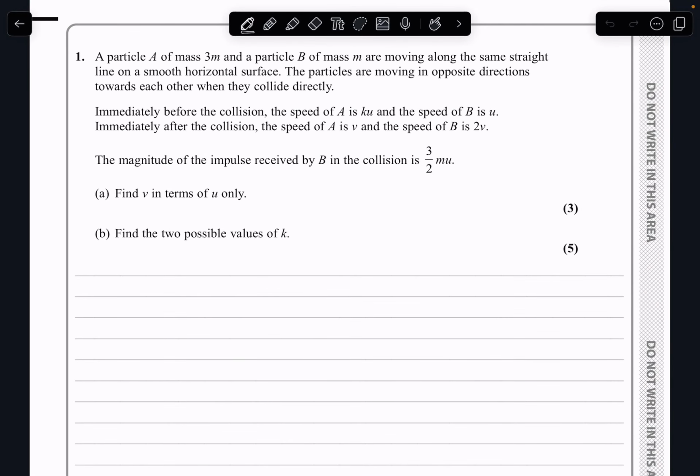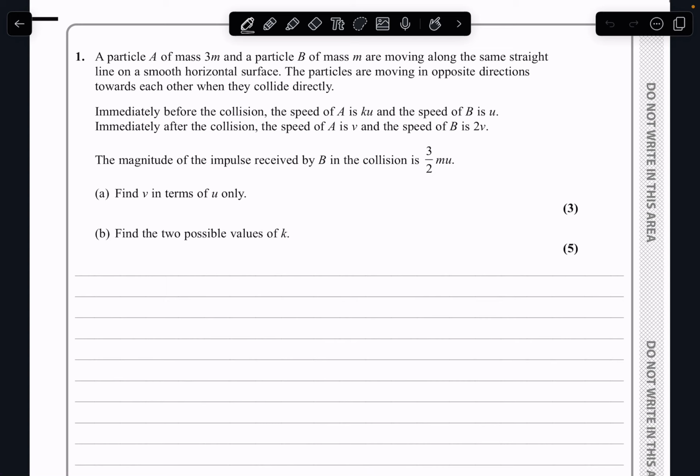Okay, hello everybody. So today I've decided we're going to work through a further mechanics 1 exam question. This is from the 2022 exams. Pretty much every video will be similar, where we're just going to look through some exam questions. Here we're going to start with question number 1.